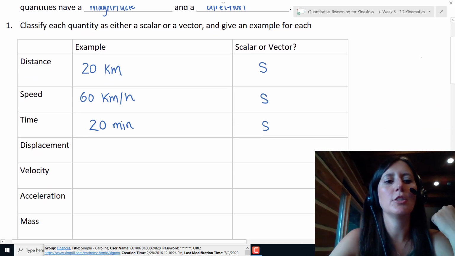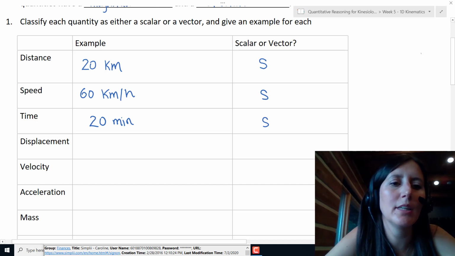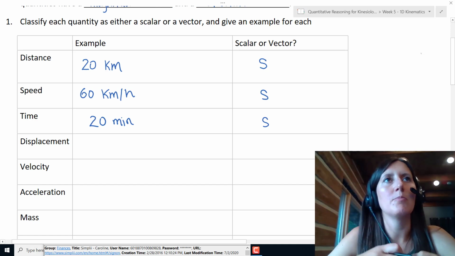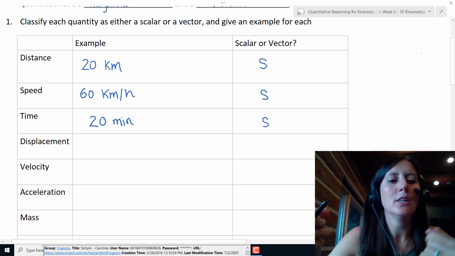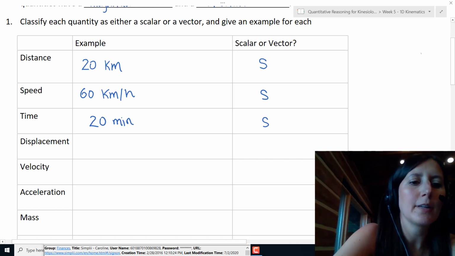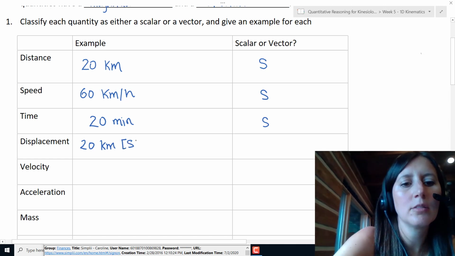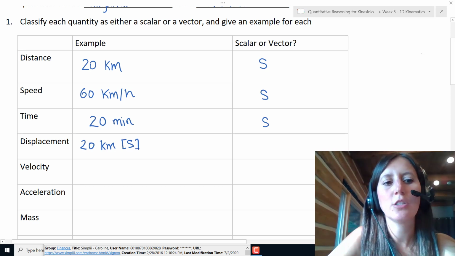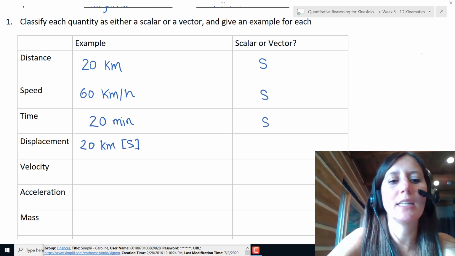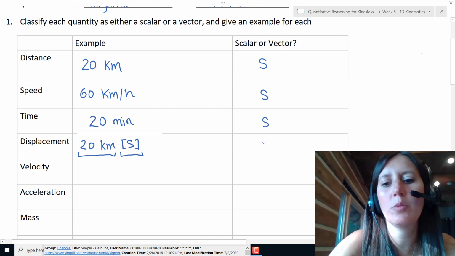Then we move on to displacement. Displacement is much like distance, except you have to give basically the distance it takes to get somewhere, but also including the direction. For me to get to work every day, for example, let's pretend I'm driving 20 kilometers, but I'm traveling south. So my displacement is 20 kilometers south. That would be a vector because it includes both a magnitude and a direction. So this would be a vector quantity.